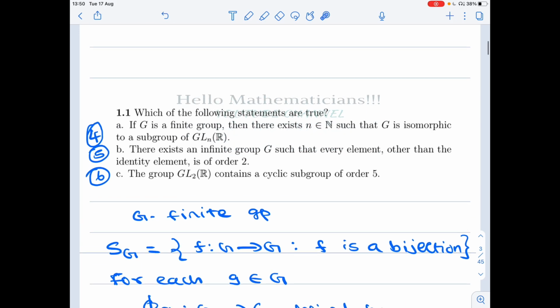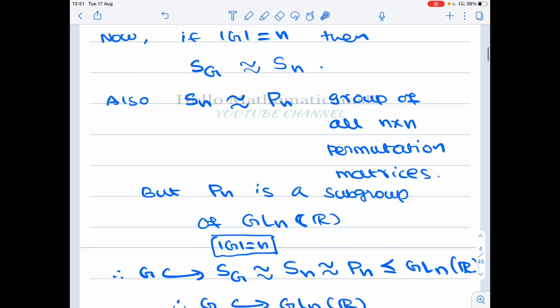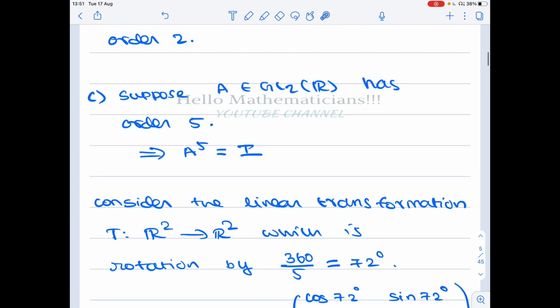Next, let's continue. The group GL2R contains a cyclic group of order 5. This is a very important problem in many NBHM exams. They ask this question. Suppose A belonging to GL2R has order 5. This is a group under multiplication, so if you multiply A with itself 5 times, you will get the identity element. So we need such a matrix. Basically, it means that if you have a linear transformation and you keep applying it 5 times, you should get the identity. We need such a linear transformation.